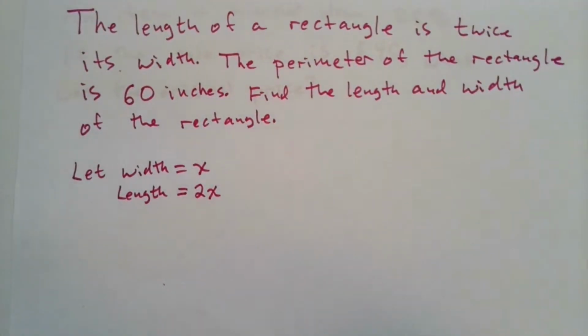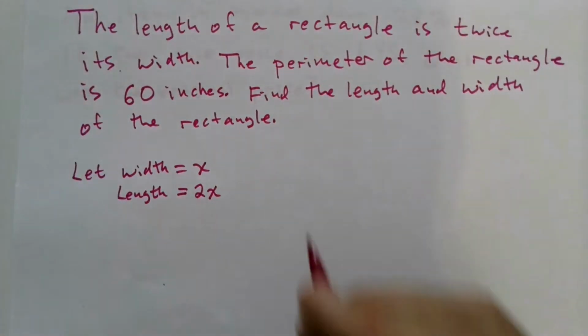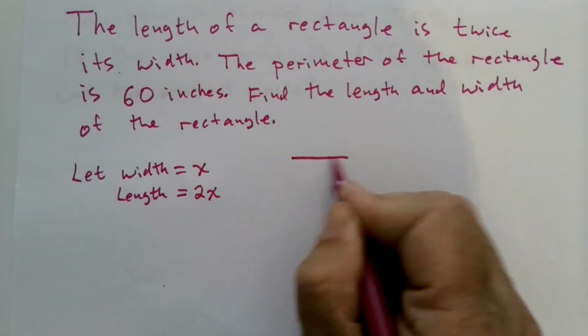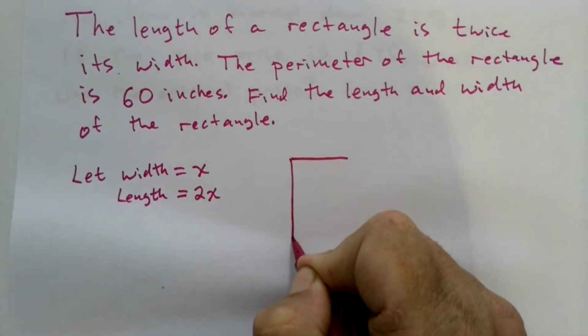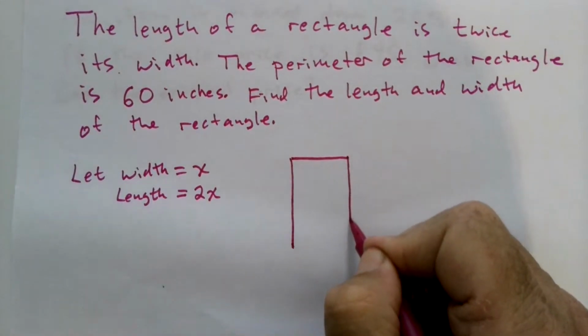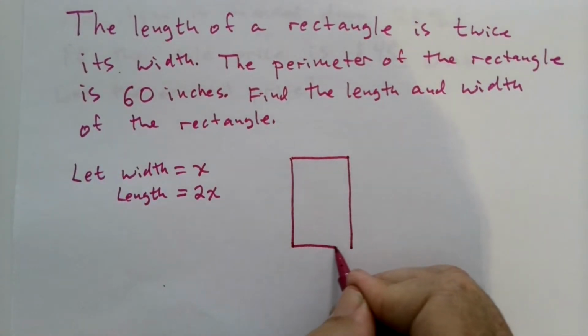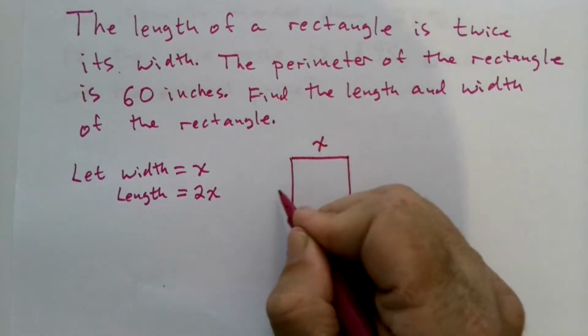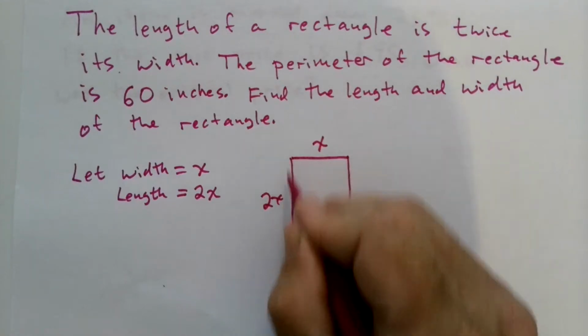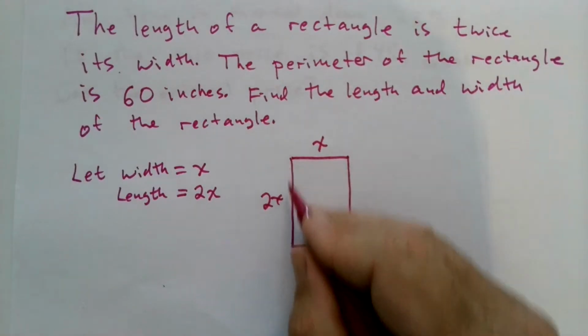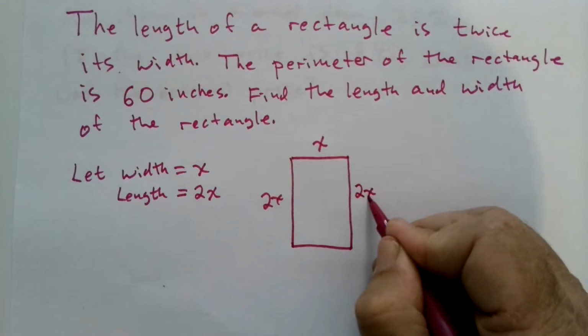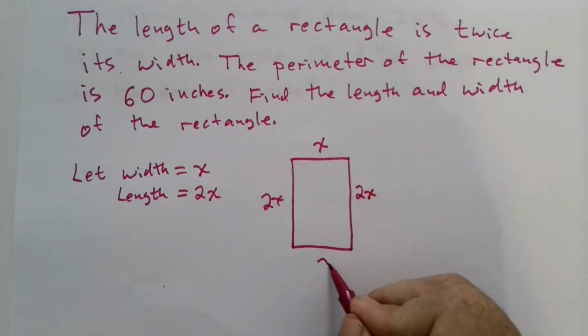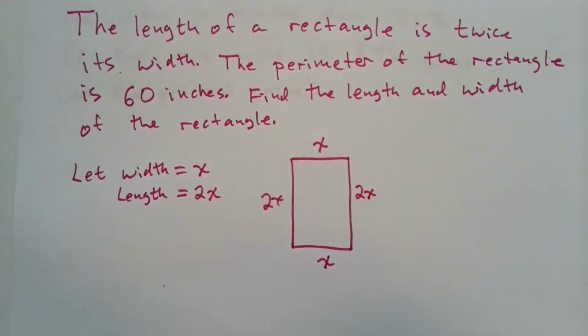So the length is twice the width. The perimeter is 60. Find the length and width. Width is x, length is twice x. So we're going to go ahead and draw our rectangle. Width is x, length is 2x. Perimeter is how much fencing I need all the way around. So if it's 2x on this side, it's 2x on that side. If it's x on that side, it's x on that side.